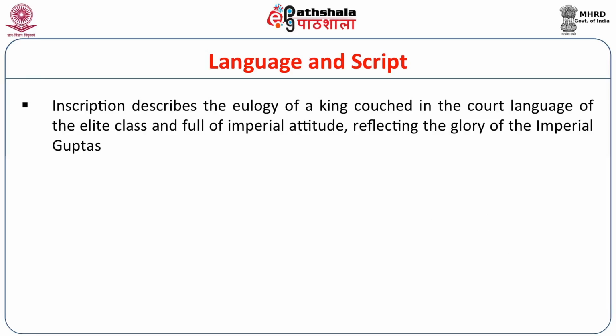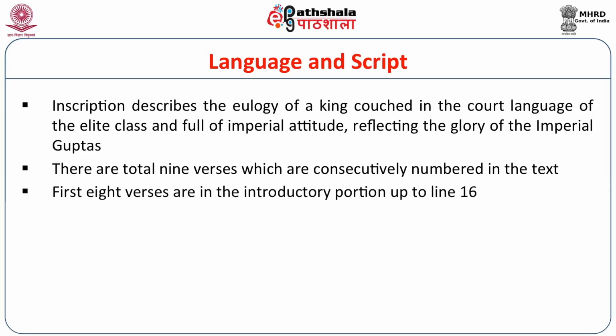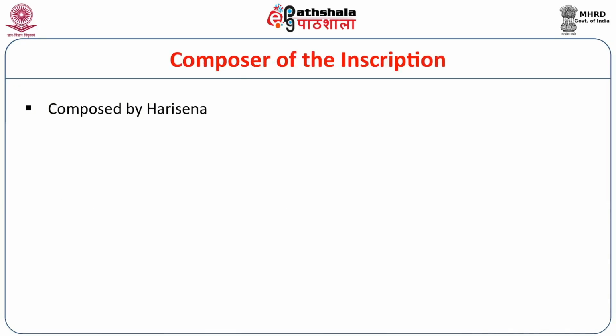Now this inscription is a eulogy of the king. It is couched in the court language of the elite class, and the full imperial attitude reflecting the glory of the imperial Guptas. There are a total of 9 verses which are consecutively numbered in the text. This is one important aspect of the inscription, that for the first time the verses of an inscription are numbered in the text itself. The first 8 verses are in the introductory portion up to line 16, and the 9th verse is written in lines 30 and 31. This inscription is composed by Harisena.